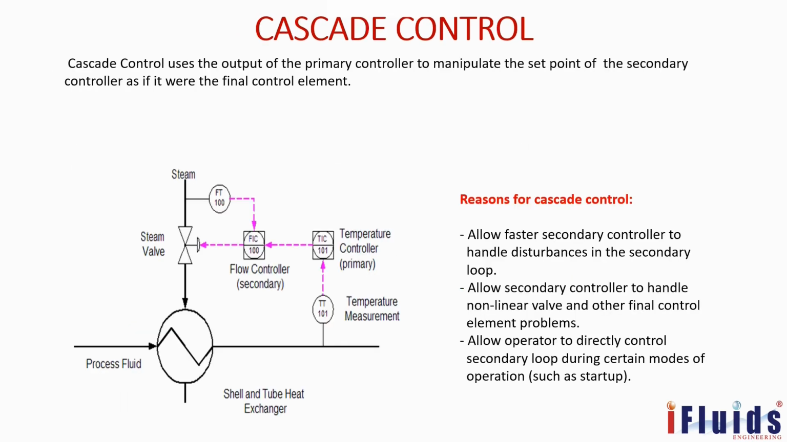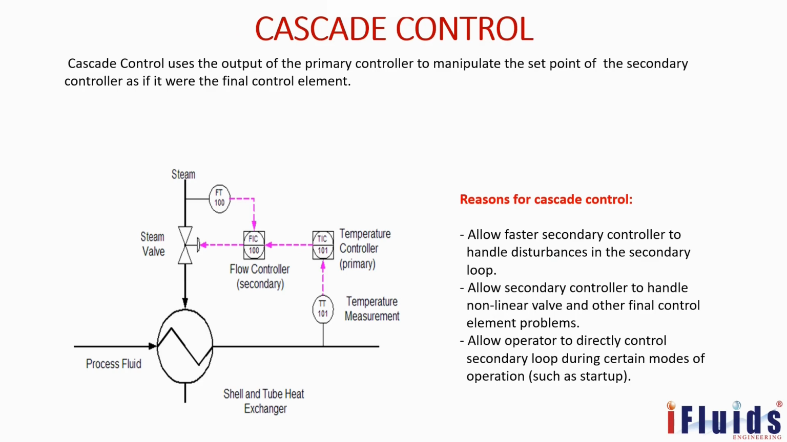Now we are going to cascade control. Cascade control uses the output of the primary controller to manipulate the set point of the secondary controller as if it were the final control element. Reasons for cascade control: allow a faster secondary controller to handle disturbances in the secondary loop; allow the secondary controller to handle non-linear valve and other final control element problems; allow the operator to directly control the secondary loop during certain modes of operation such as startup.